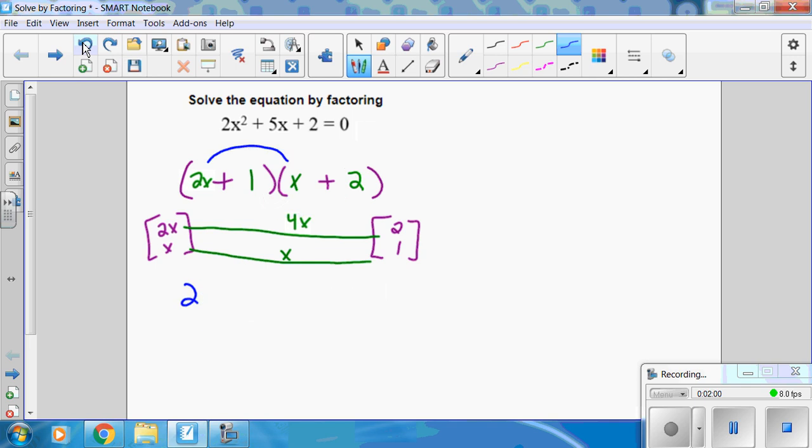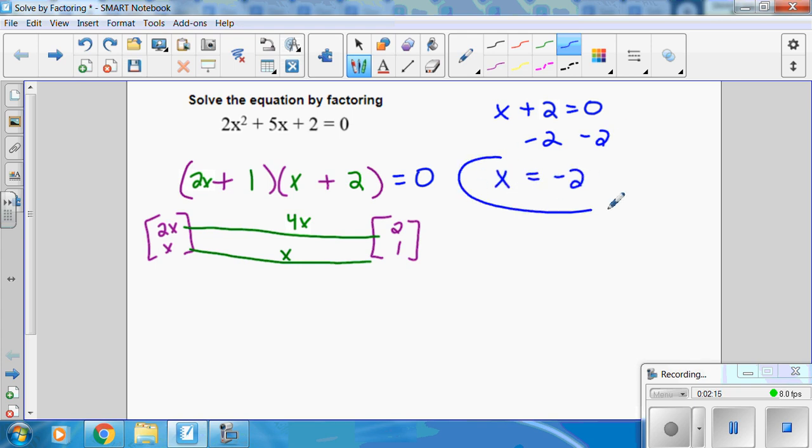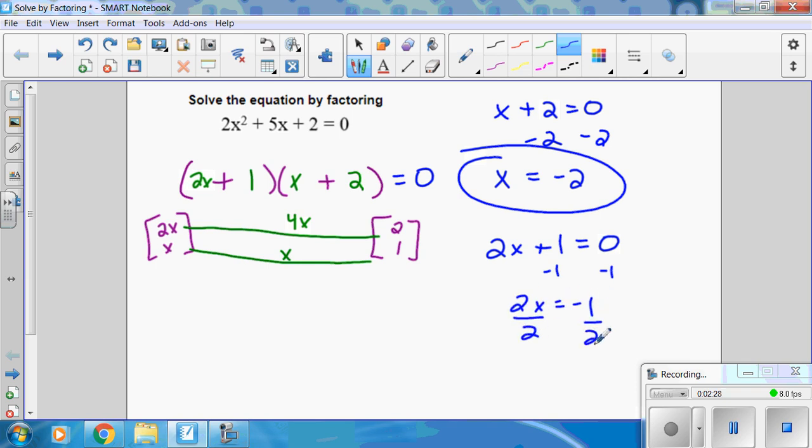So now we take each of these expressions and set them equal to 0 because it's equal to 0 up here. So x plus 2 equals 0. We solve it. So we'll subtract 2. And x will equal negative 2. That's one solution. Then we'll take the 2x plus 1, set that equal to 0. So minus 1. 2x equals negative 1. Then we'll divide by 2. And x equals negative 1/2.